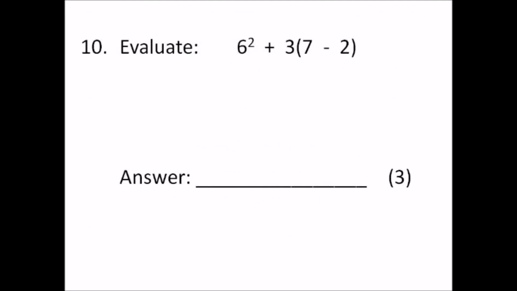Okay, we move on to number 10, evaluate. And it's 6 squared plus 3, open bracket, 7 minus 2, close brackets. So you go ahead and work this out and get 1 single answer. 3 marks for this, guys. So you need to know how to get this correct. So work your 6 squared and then work your brackets and see what you get. And then add and subtract and put a final answer.